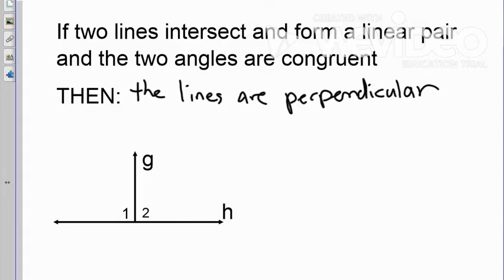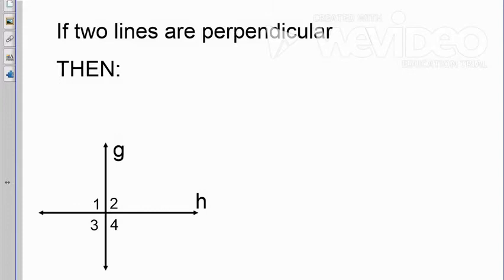Okay, so if 2 lines intersect and form a linear pair and the 2 angles are congruent, then the lines are perpendicular. This doesn't have a name. Actually, there are 5 theorems. I lied. There are 4. Basically, if you know that these 2 lines intersect and form a linear pair and the 2 angles are congruent, they must be perpendicular. I know there's a lot of words to these, but if you can understand that they are pretty much just stating things you already know, this actually works out really well for you. Next one.